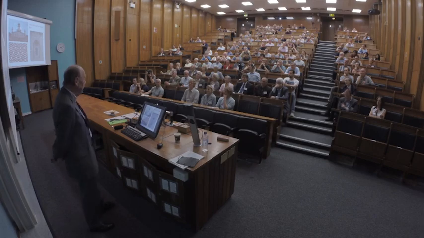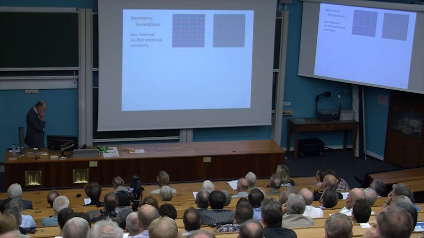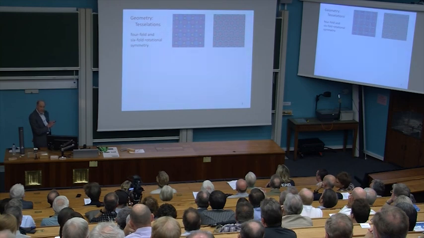What is a symmetry? A symmetry is something you can do to an object or an image that will leave it essentially looking the same. In geometry, the simplest examples are from tessellations. These are patterns of regular shapes, tilings, that can fill the whole of a plane. You can very easily produce patterns like this that have a four-fold rotational symmetry, and ones like this that have a six-fold rotational symmetry.